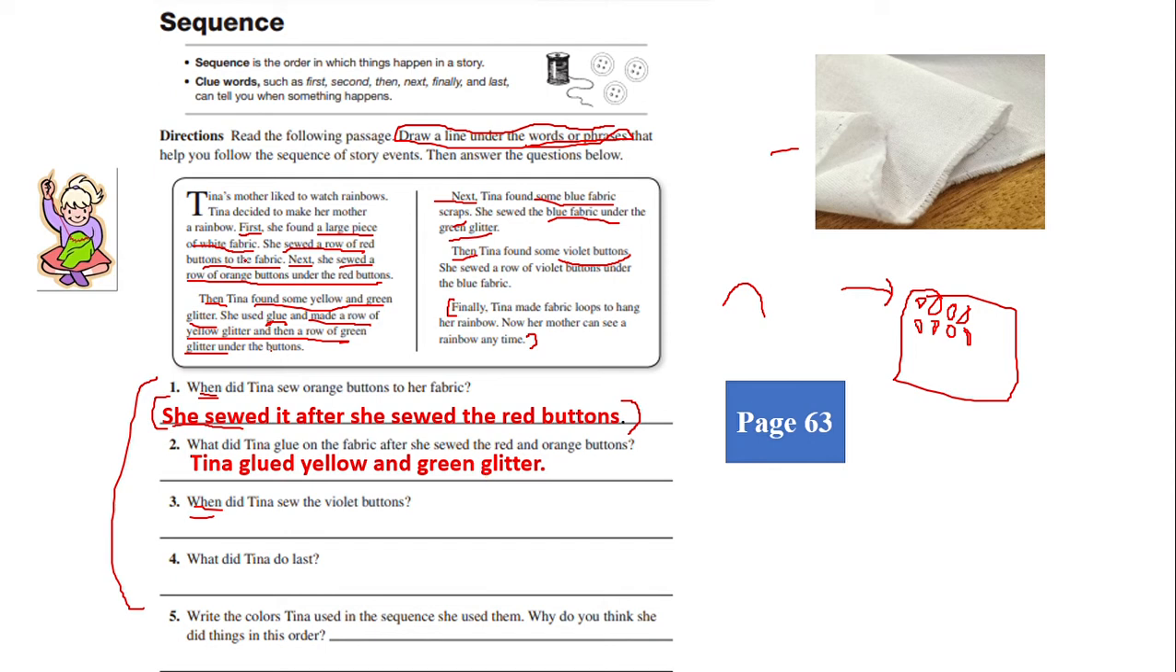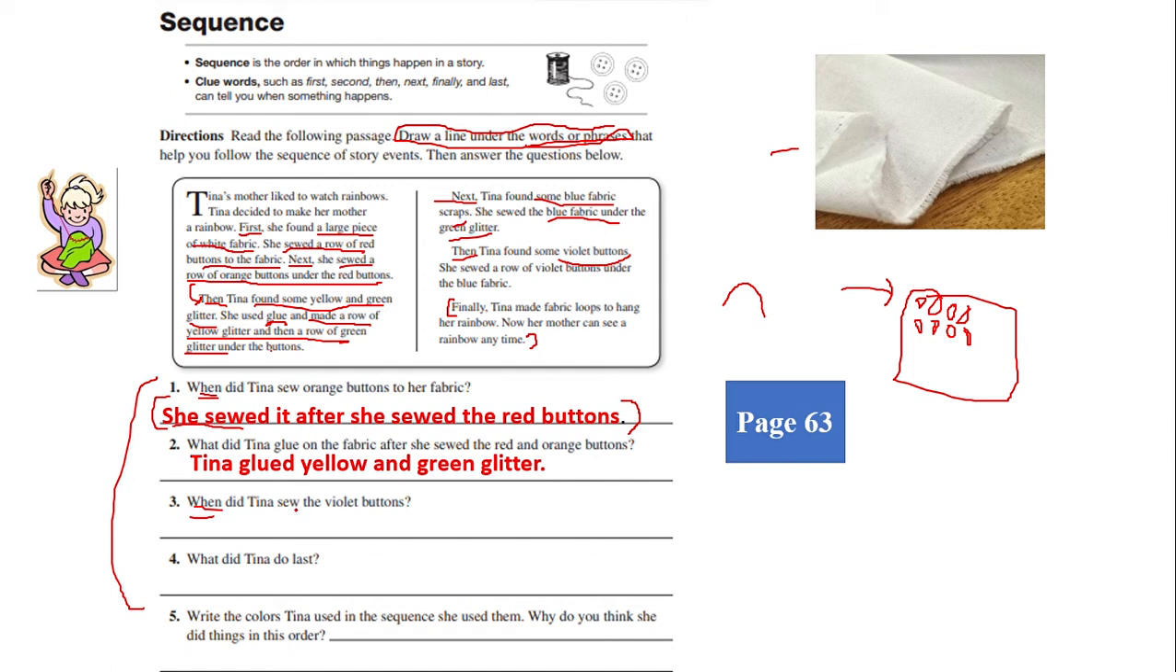This is what she did next. Okay, so the first thing was that she sewed a row of red buttons. Next, a row of orange buttons. Then she glued yellow and green glitter. This is what she did then.